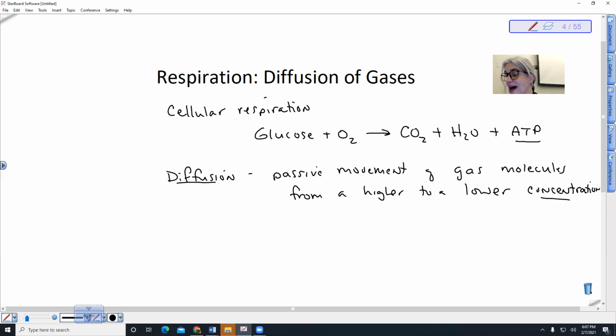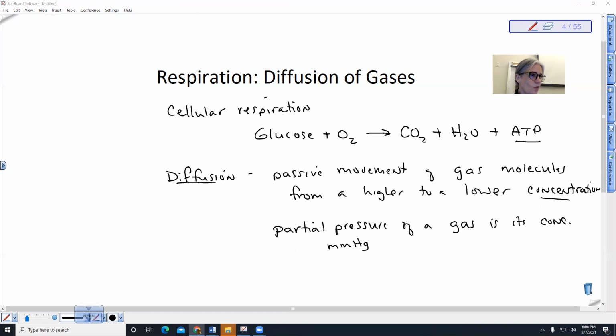So this concentration of gases is important because it relates to what is referred to as a partial pressure. A partial pressure of a gas is its concentration. When we think about pressure, we can talk about atmospheric gases and atmospheric pressure, which you'll remember is measured in millimeters of mercury. And this is just like the percentage of gas that is in our atmosphere. I could look up the partial pressure of oxygen in our atmosphere.